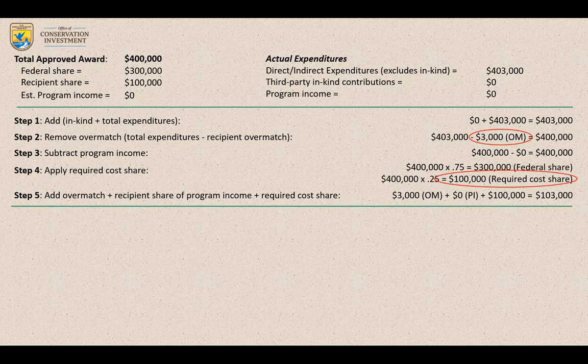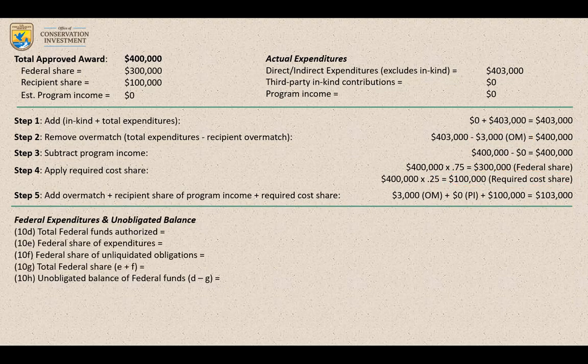From these 5 steps, the recipient has the data they need to accurately complete fields 10D through 10O of their final federal financial report. Fields 10D through 10H provide information about the expenditure of federal funds and any remaining unspent balance of federal funds as of the reporting period end date.